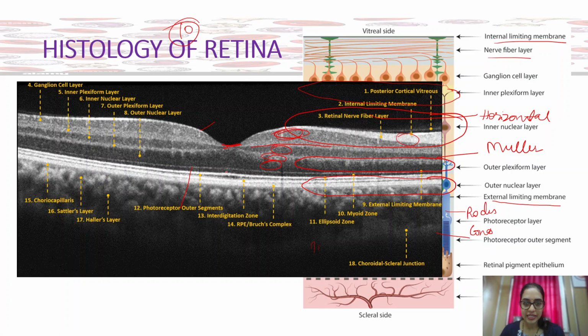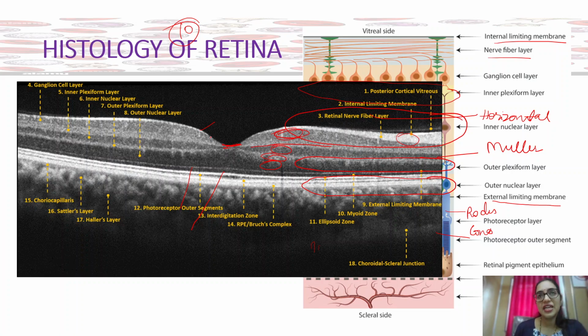So this line is the external limiting membrane, which is followed by a hyporeflective myoid layer. Then there is a hyperreflective ellipsoid layer. The ellipsoid layer is formed by the inner segments of the photoreceptors, which are metabolically very active. So if you see here, the layers appear black, white, gray, white. The ones which are more white are referred to as hyperreflective areas, and the ones which are a little dark are referred to as the hyporeflective zones.